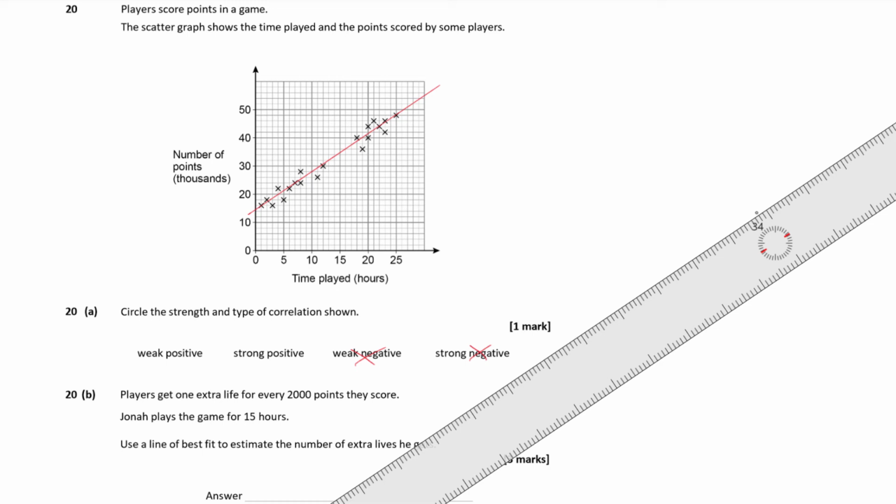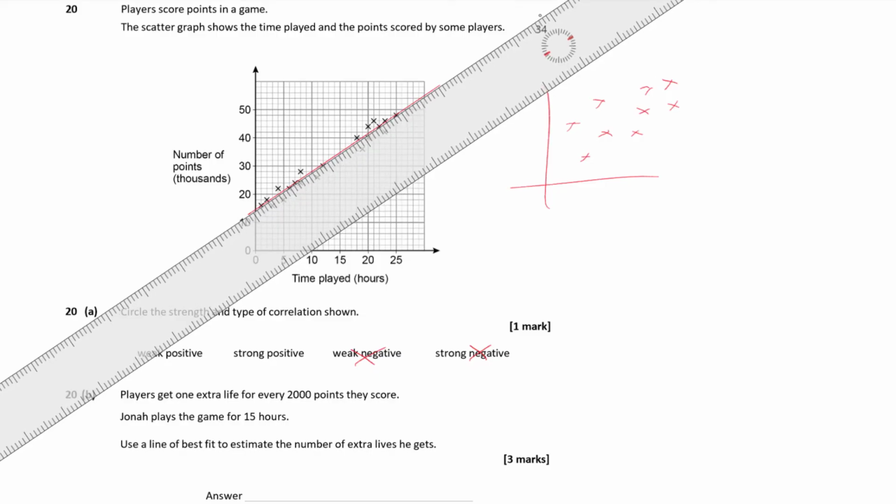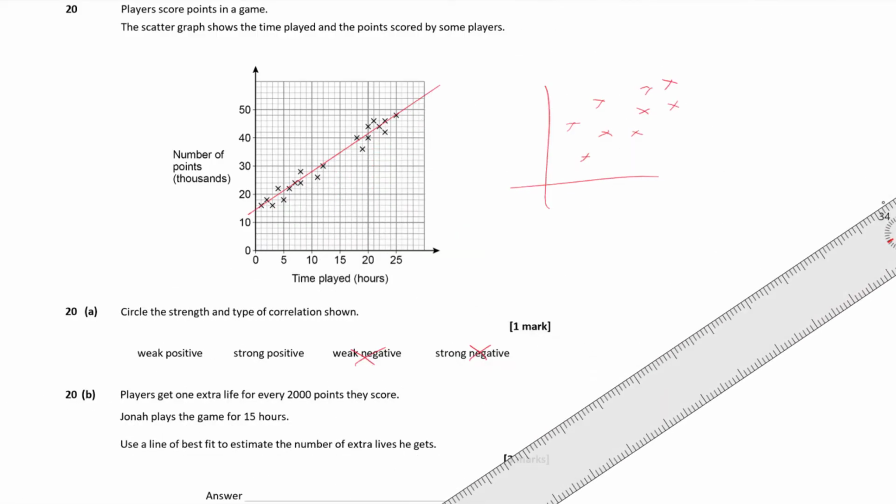But is it weak positive or strong positive? Now, I would say these are all pretty much in a line, aren't they? There's a little bit of variation, but I think that's pretty strong correlation. If it looked more like, I don't know, a bit wider apart like that, I would say it was more like weak correlation. But this is all quite neat, every point is not that massively far away from the line, is it? So I'm going to say that this is strong positive correlation.